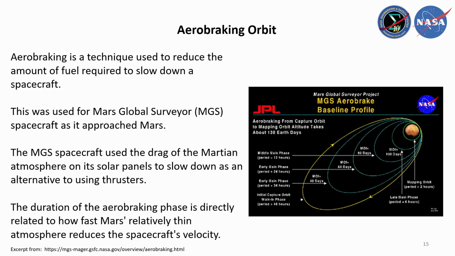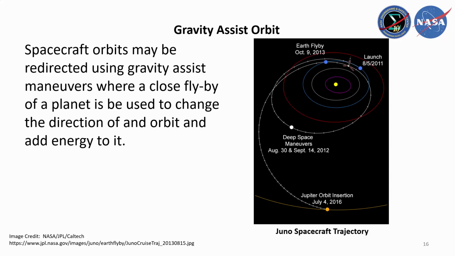Mars Global Surveyor made repeated passes through Mars' atmosphere so that drag acting on the solar panels and other surfaces slowed down the spacecraft. As you can see from the diagram at the right, drag force applied at the periapsis resulted in apoapsis change.